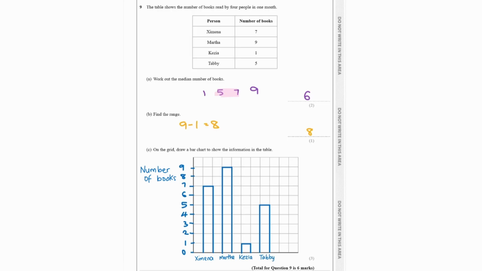So part A was a 2-mark question. We would get the first mark for ordering the numbers and the second mark for getting the correct median. Part B was a 1-mark question, and we would get a mark for a correct answer of 8.